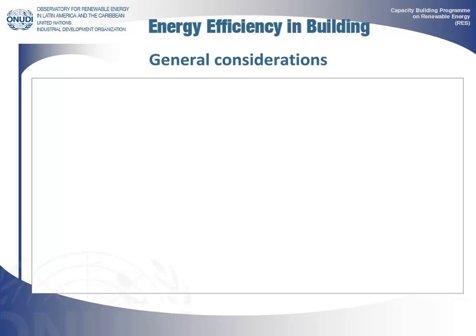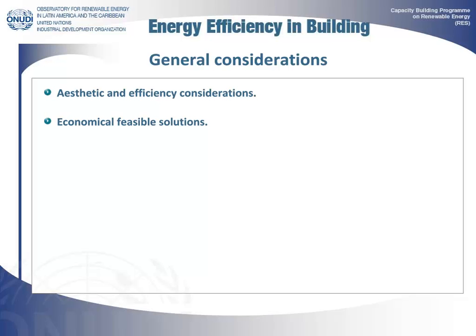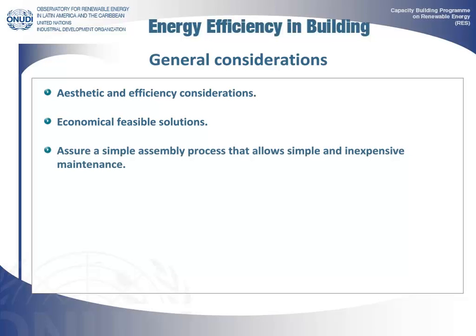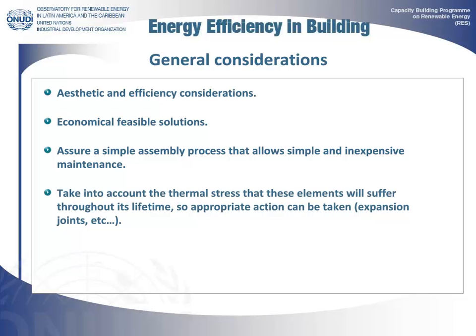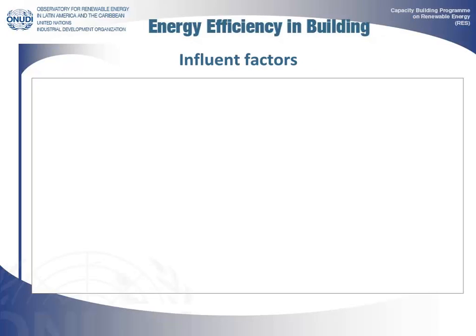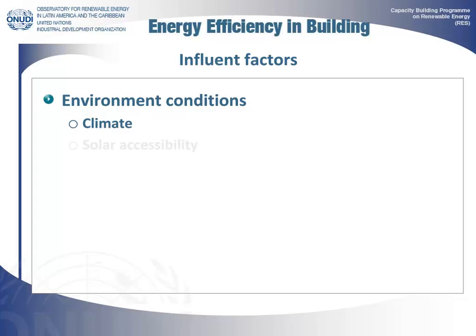Three of the main issues to be taken into account in the integration of active solar systems are aesthetics, design, and cost. To improve the working conditions and maximize energy generation, it is recommended to facilitate a simple assembly process that allows simple and inexpensive maintenance, so the nominal parameters will not differ very much from the ones calculated under operation conditions. Each solar system, as well as all buildings, must be studied individually. There are as many solutions as installations, although there are common rules of general application.